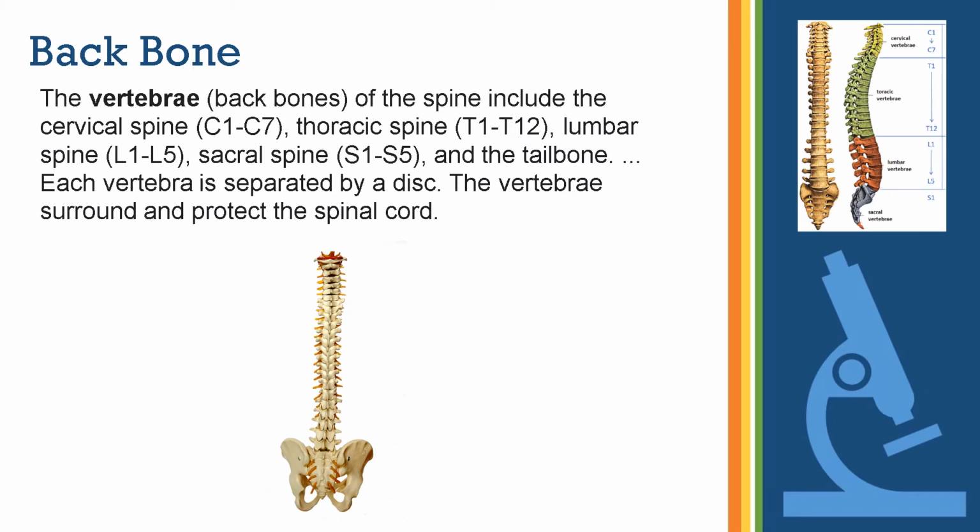Backbone. The vertebrae or the backbone of the spine include the cervical spine, thoracic spine, lumbar spine, sacral spine and tailbone. Yes, there are a lot of bones or vertebrae in this backbone. That is the reason it is also called the vertebral column. Each vertebra is separated by a disc. The vertebrae surround and protect the spinal cord, which is very important for our brain to function.